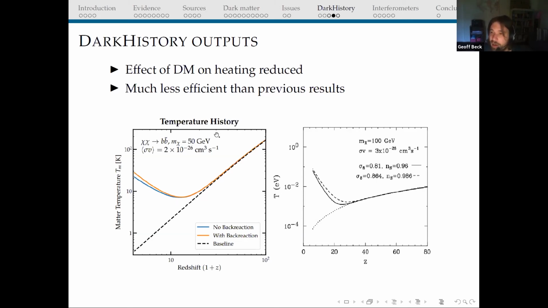That efficiency correction is enormous, okay? These are very similar models, and we've gone from one being able to power the entire reionization of the whole universe on its own to one that just changes the temperature by a factor of a few. Okay, and that's, in this case, when you don't have any additional heating from stars or anything like that. We've just removed that to make the baseline a bit clearer.